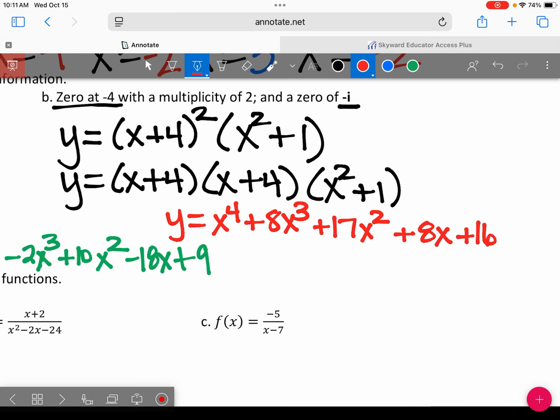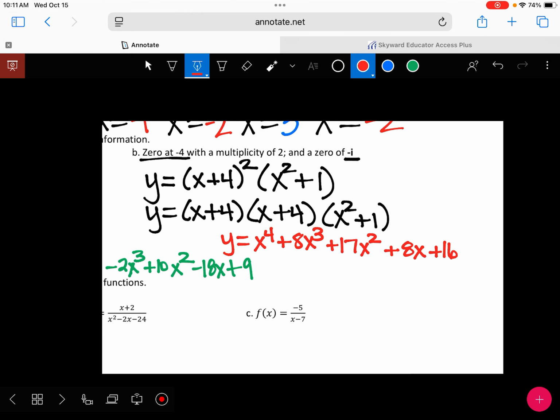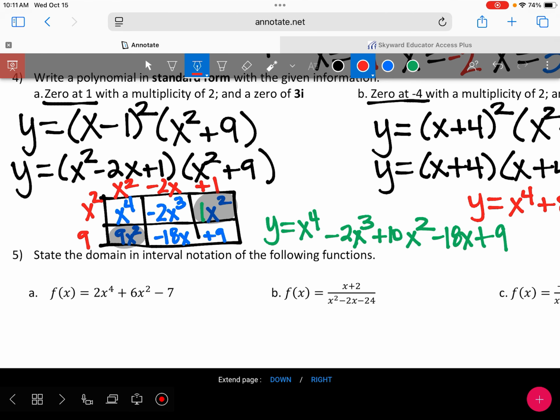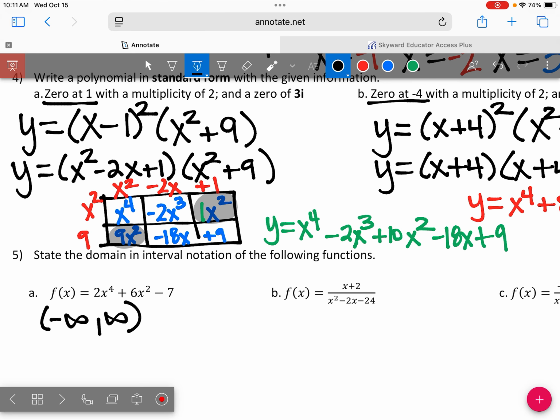Okay, so now let's revisit domain. Remember, there are 2 red lights. The 2 red lights are a square root and an x in the denominator. Question A does not have a red light, so the domain is all real numbers. Question B does. It has a quadratic.